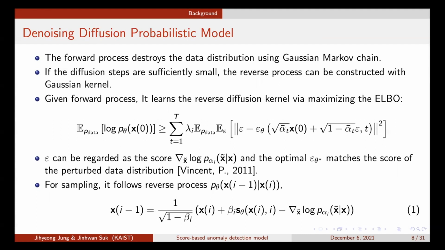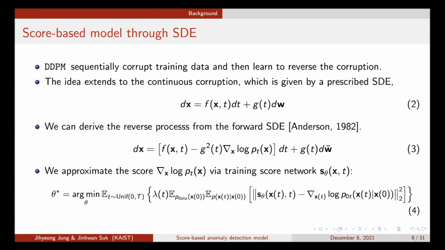When we sample the data, we utilize the pre-trained score network using the following form in equation 1, and it resembles Langevin dynamics. In previous DDPM, it sequentially corrupted the training data and learned to reverse the corruption. We can call it the denoising process. And the idea extends to continuous corruption, which is given by the Ito diffusion SDE in equation 2. When the f and g functions are linear functions, we can derive the reverse process from the given forward SDE. We can see that in equation 3, we should know the score function of the true density function. We approximate the true score via training a score network in the same way as DDPM, but we extend the time step t to the continuous space.